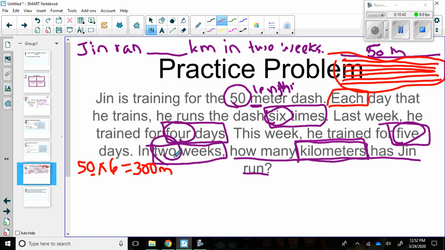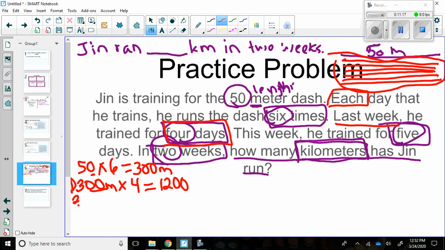Now it wants to talk about how much he runs in 2 weeks. Well, the first week, or I guess last week, he ran 4 days. So now I know that one day he runs 300 meters. Last week he ran that 4 days. 4 times 3 is 12. Add on my 2 zeros. So that was the first week.